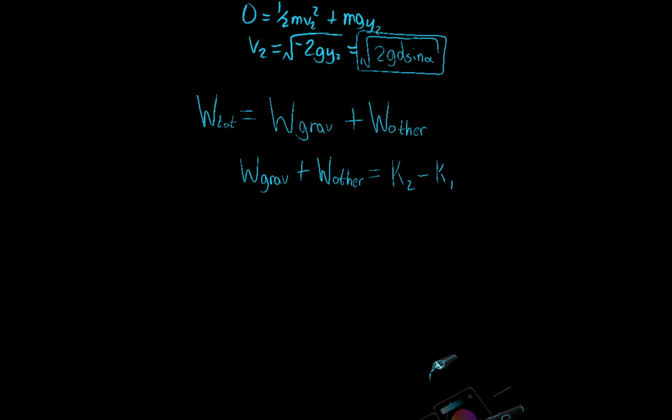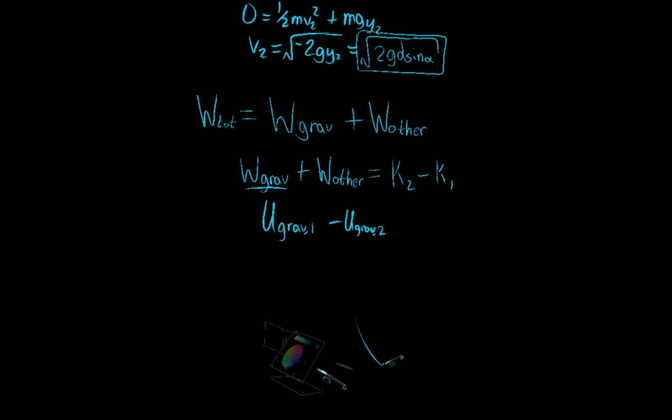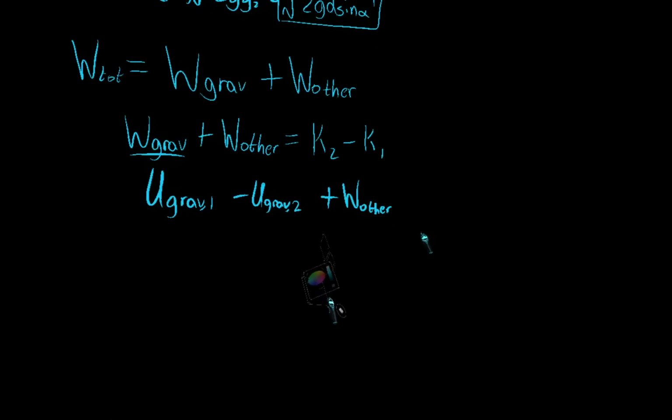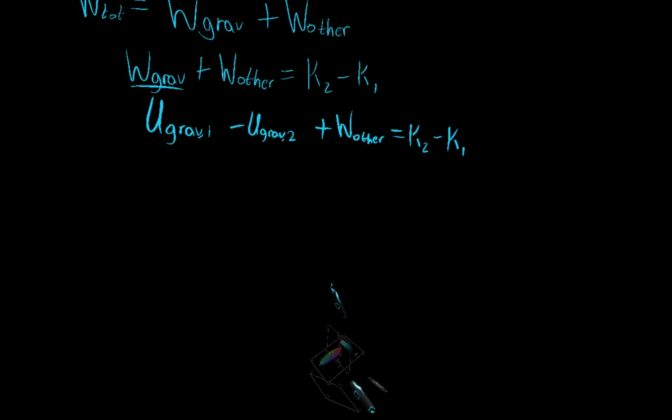So for potential energy, right? So this basically equates to U grav 1 minus U grav 2. Then we have our other work, and that is equal to the total change in kinetic energy. Okay. So the expanded form, considering any other work being done on our body other than gravity, is this.